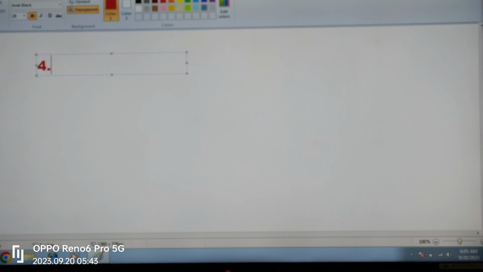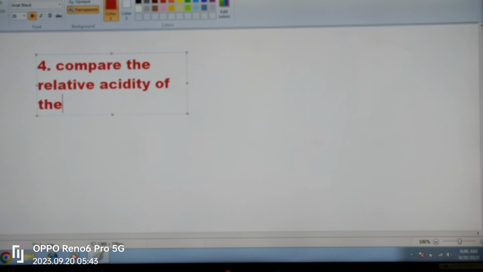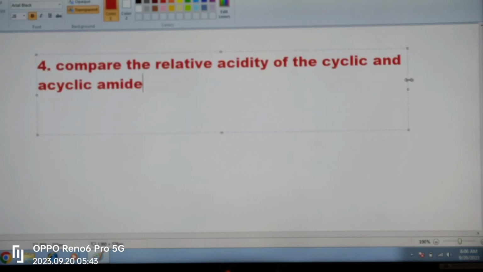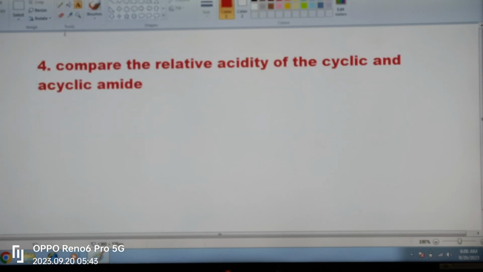So question number 4 is: compare the relative acidity of the cyclic and acyclic amide. Cyclic and acyclic amide. So we are taking two examples. One is a cyclic amide and another is an acyclic amide.